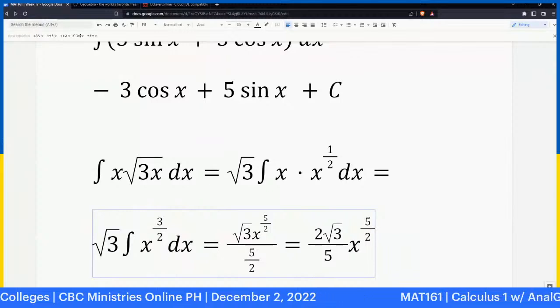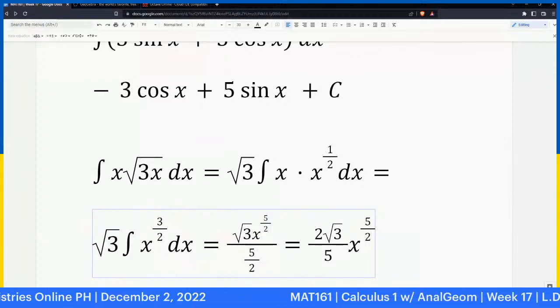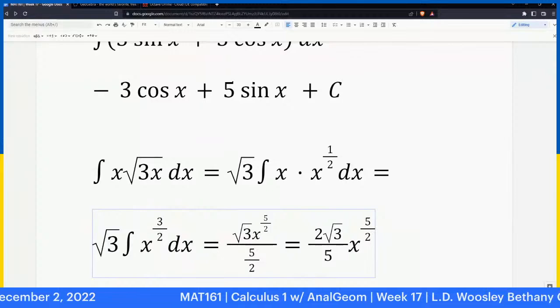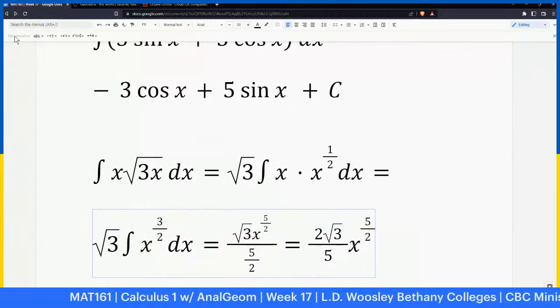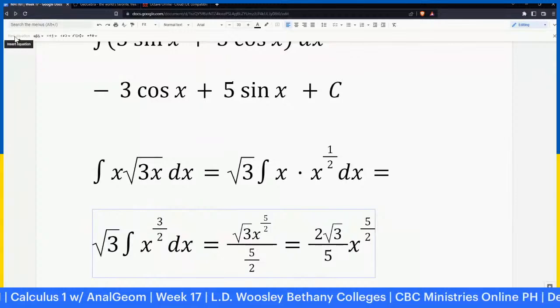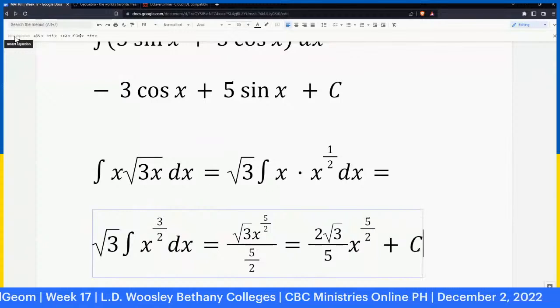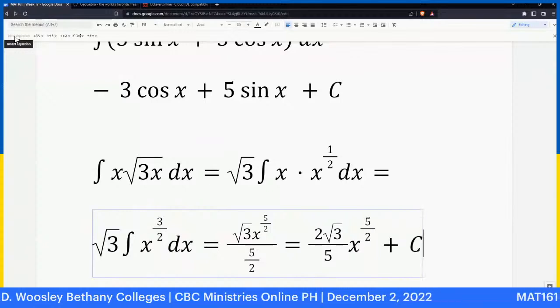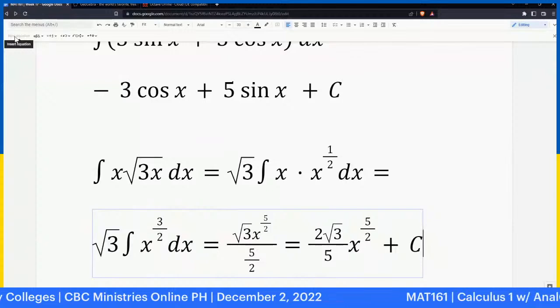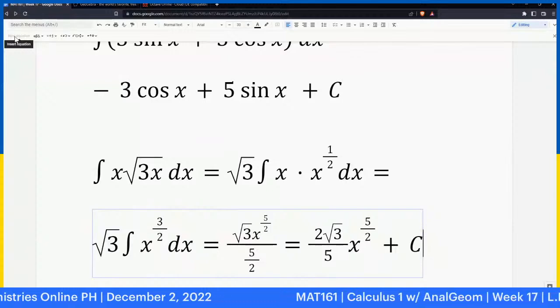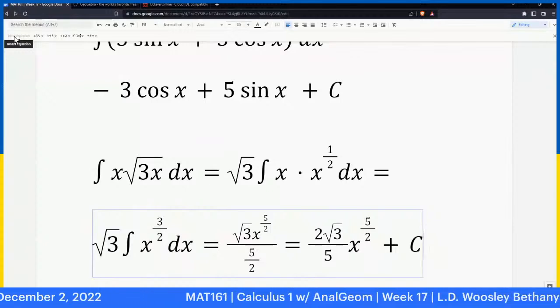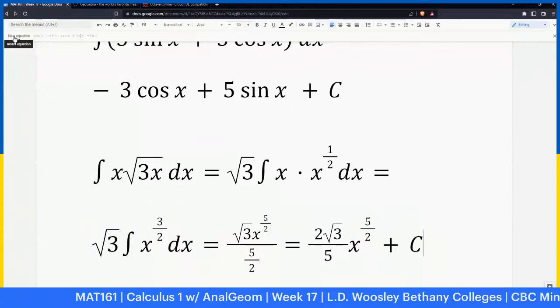Sir, wala na po bang plus yan? May plus C. Nakalimutan ko. May plus ito. Tama. Thank you for that. May plus yan. Kasi indefinite siya eh. Pag antiderivative, indefinite siya. So, plus C. Alright? Thank you, Nora. Actually, I'm looking for another problem.